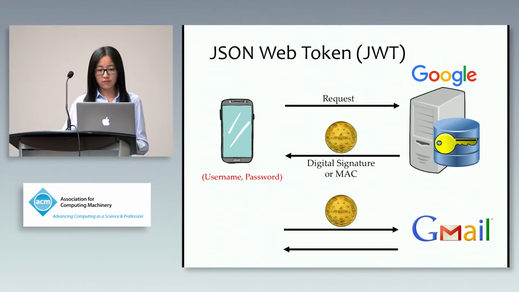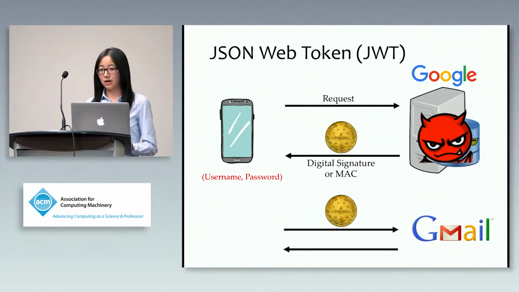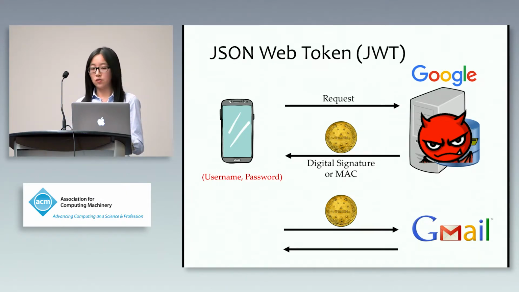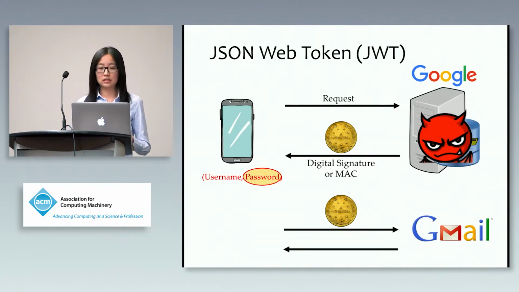The same issue as before: if the server is somehow compromised, then there are two issues. First, the secret key is leaked, so the attacker can generate any token to get access to any Gmail account. And second, the user's password could also be leaked.